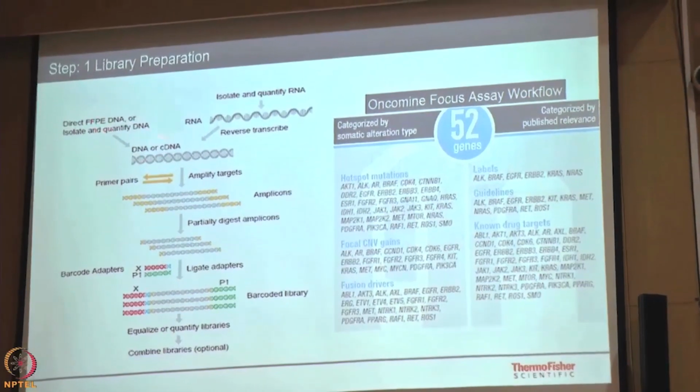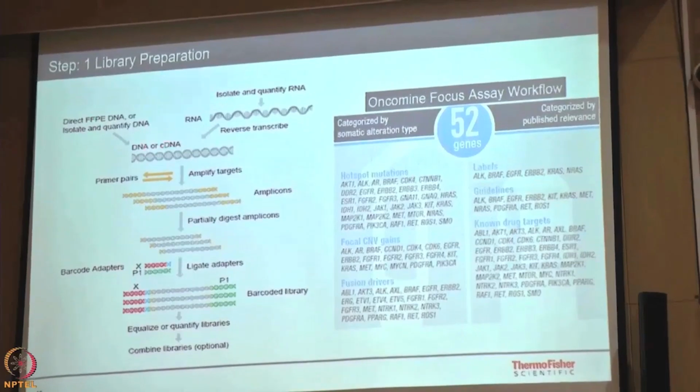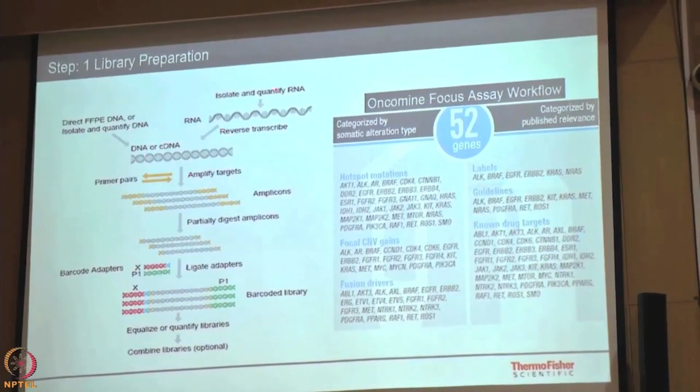So what you do is you isolate DNA and RNA, you reverse transcribe the RNA, and then you have this pool of DNA or cDNA. You take a primer pool. Now this is what the primer pool is coming from: the Oncomine Focus Assay, which is dealing with 52 genes. So this primer pool will be targeting all the hotspots and CNVs and fusion drivers in these 52 genes, and this is going to be one vial.